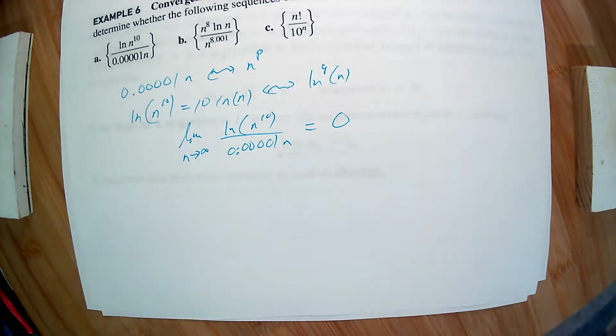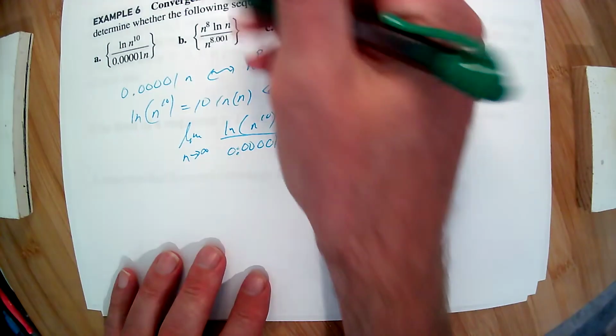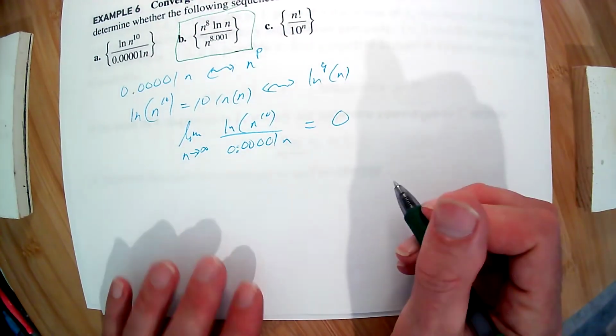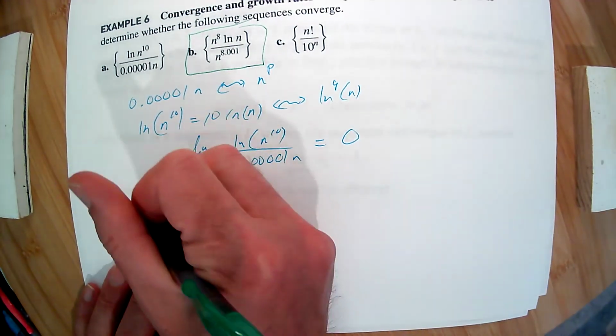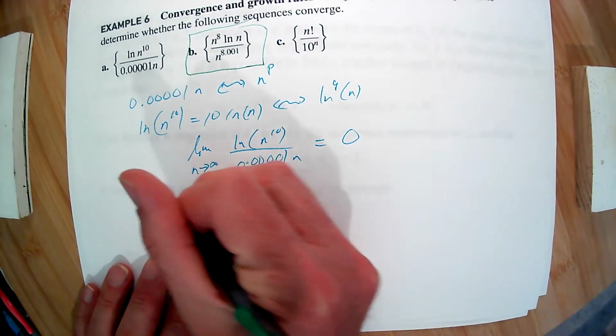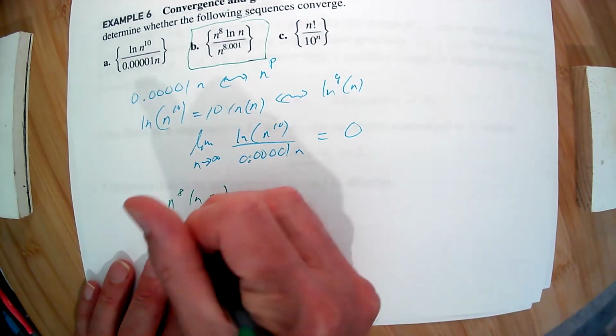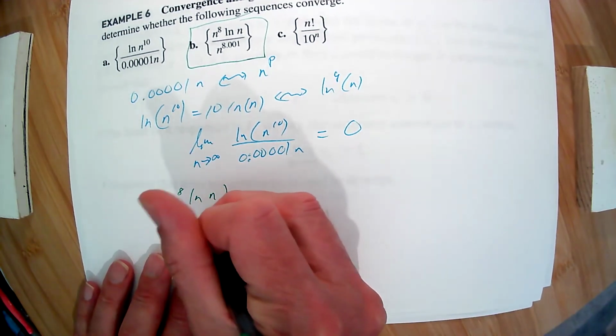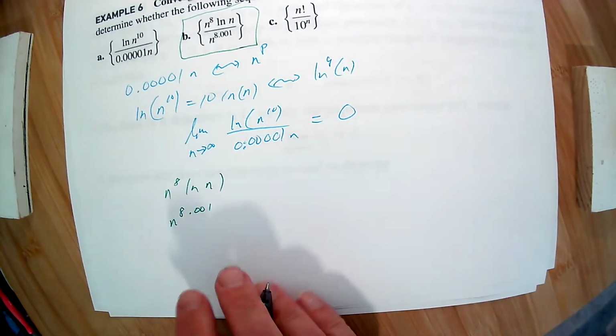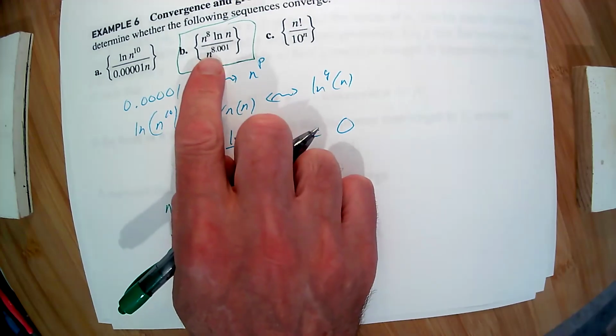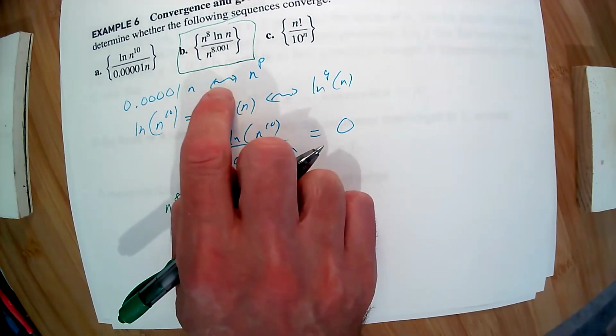So let's look at one more of these. Let's look at this one here, part B. You've got n to the 8th times natural log of n versus n to the 8.001. Look at this: the power on the bottom is just a little bit more than the power on the top.